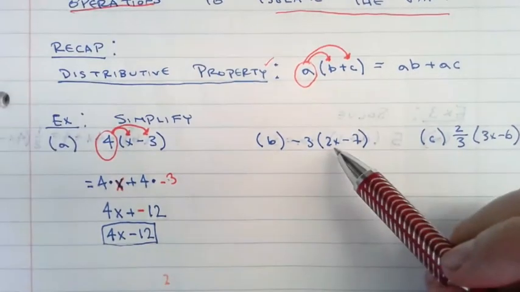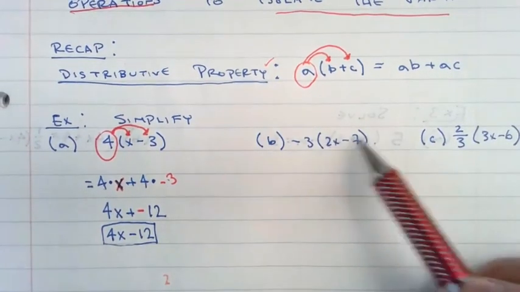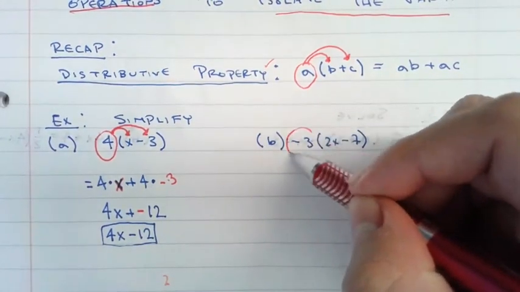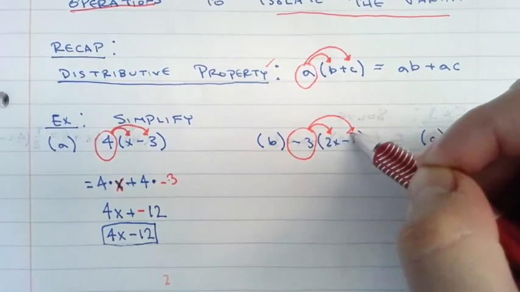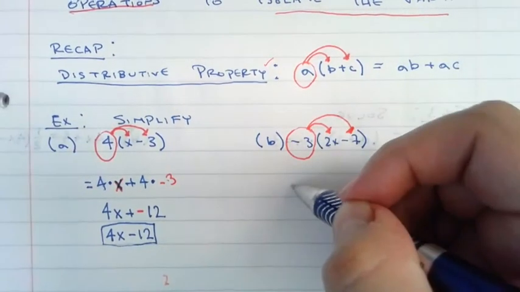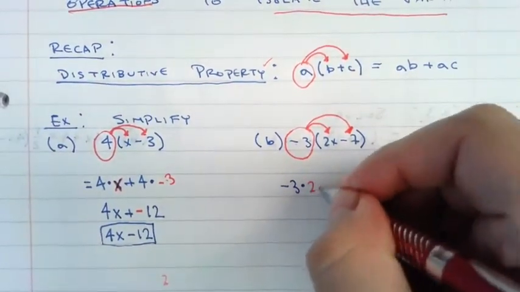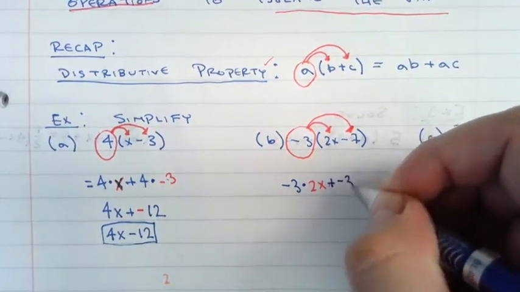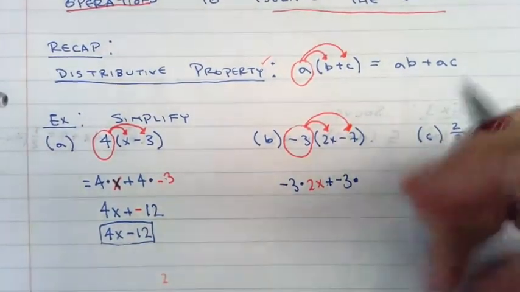So here we have negative 3 times 2x minus 7. So again, you have a number outside and 2 numbers in the parentheses. So again, we're going to go ahead and do distributive property. I'm going to get my negative 3, distribute it to my 2, and distribute it to my negative 7. Then from there, here's what we get. We get negative 3 times your 2x, and then we're going to get plus negative 3, right? Because it's a negative 3 right here, and then times this number right here, and that's negative 7.